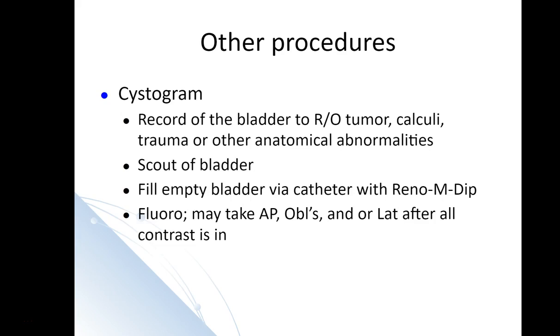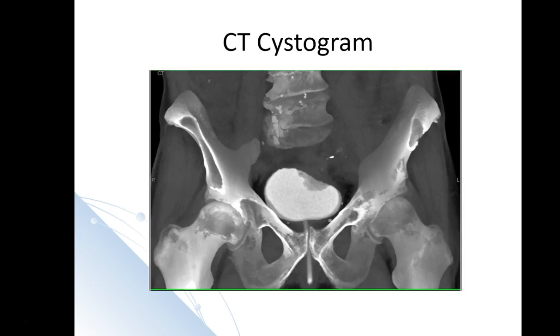So a cystogram is an examination of the bladder where we administer contrast through the urethra. Here is an example of a cystogram taken during CT. So a catheter is advanced up the urethra, and then contrast is administered into the bladder. Then the patient goes into the CT scanner.